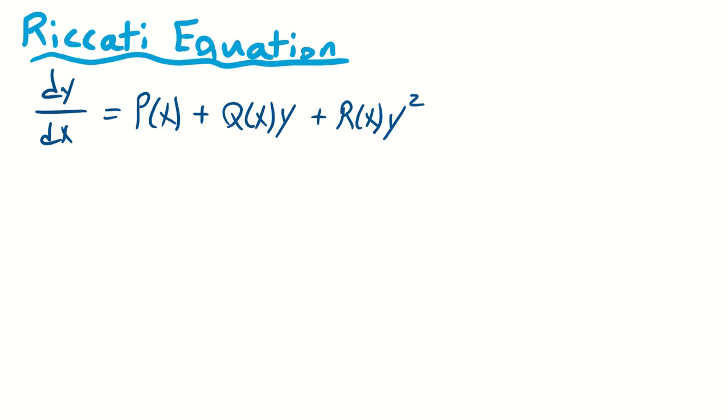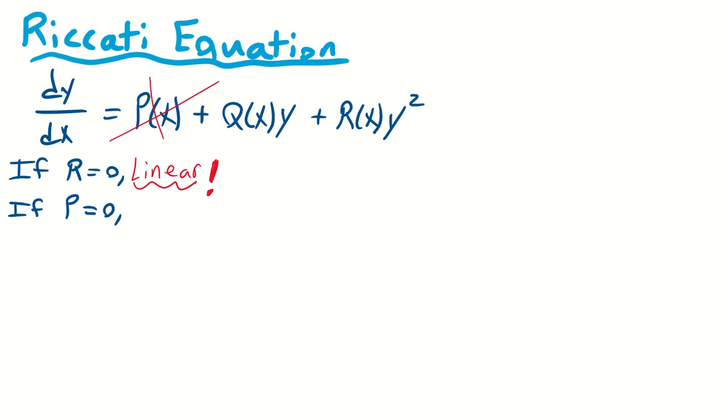And it's also important, I believe, to notice at least a couple of things. For example, if r happens to be 0, then what does that entail? Well, that goes away because r is 0. And if you look, we then have a linear differential equation. Also, if p happens to be 0, what does that entail? Well, that goes away, and if you look even more closely, you'll then see we have a Bernoulli differential equation.